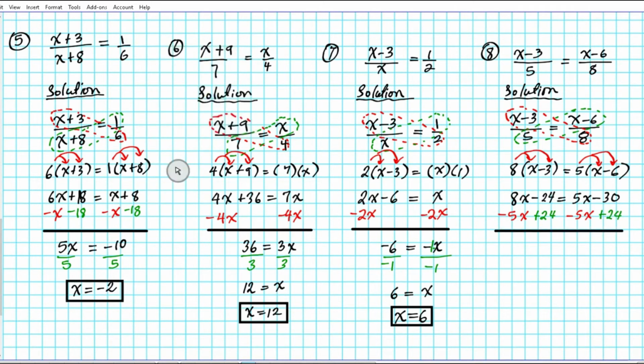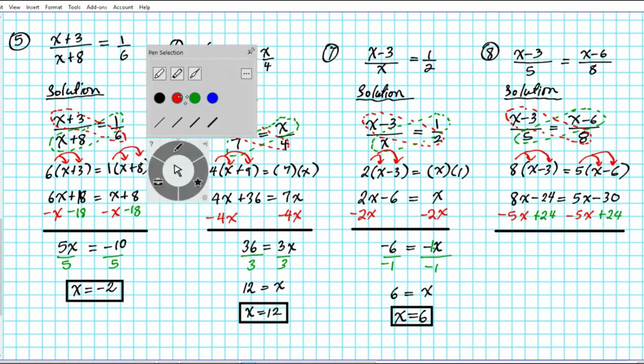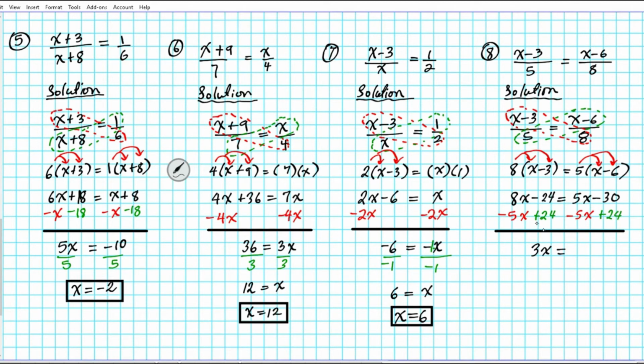Okay, so let's go ahead and simplify that. What's that going to yield? We are going to have 8x minus 5x is positive 3x. And then minus 24 plus 24 adds up to 0. And then on the right side, negative 30 plus 24 is going to give us negative 6.